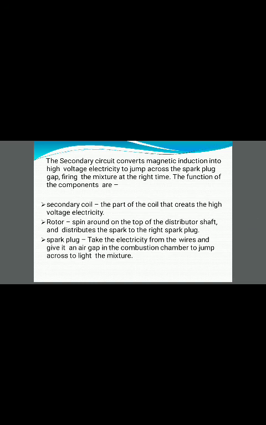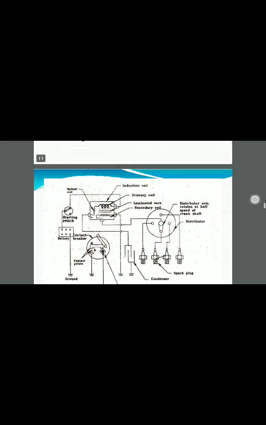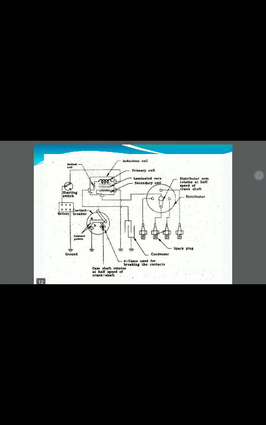These are the components of the secondary coil of the battery ignition system. You can see the loop of the battery ignition system arrangement. Now in this system, from the battery the power goes to a starting switch. When the starting switch is on, the induction coil works, and this induction coil, with the help of the primary coil, laminated core, and secondary coil, produces a high voltage current.